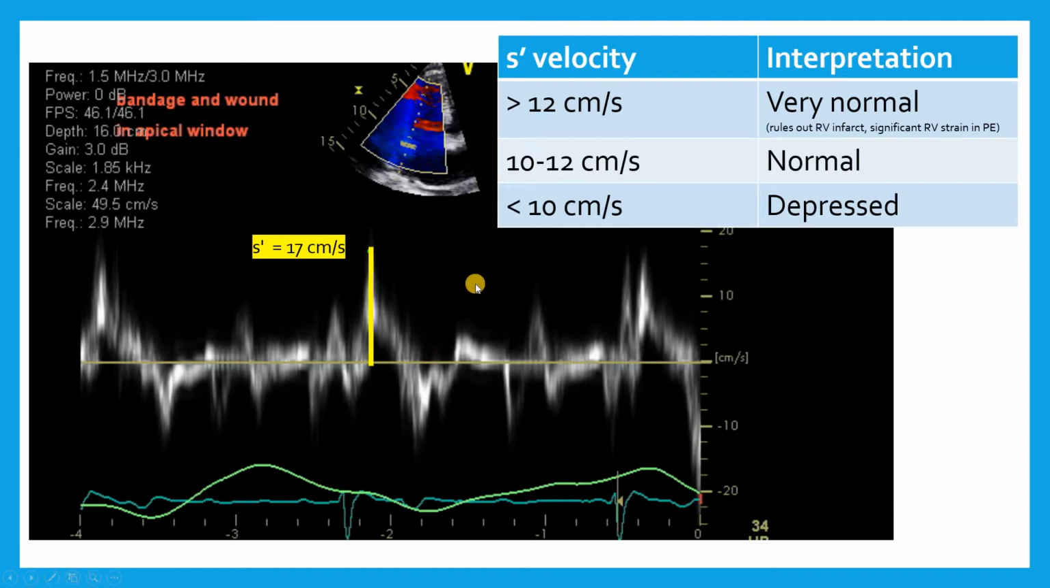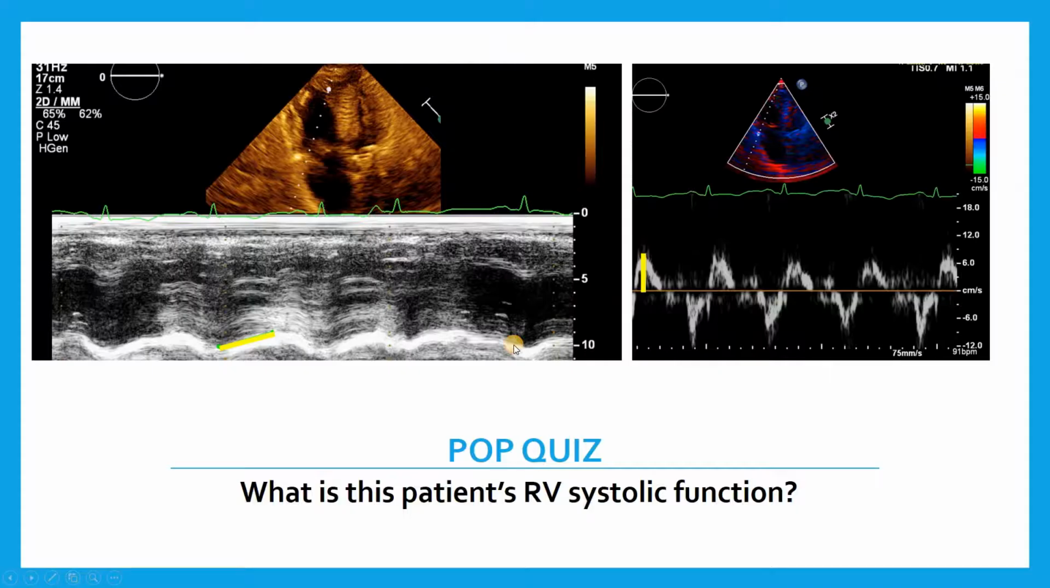The gold standards are things like RV 3D echo or RV MRI, but we're trying to get good estimates of these parameters with just simple ways to measure it at the bedside in the ICU. Okay, so let's take a look at this patient. Pop quiz, what is this patient's right ventricular systolic function based on what I've told you should know?